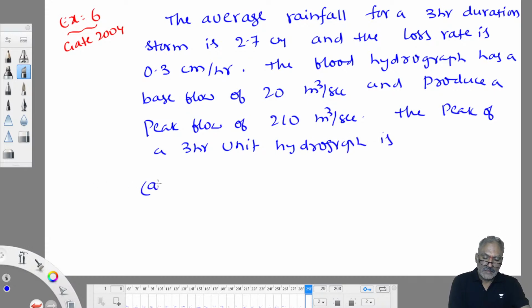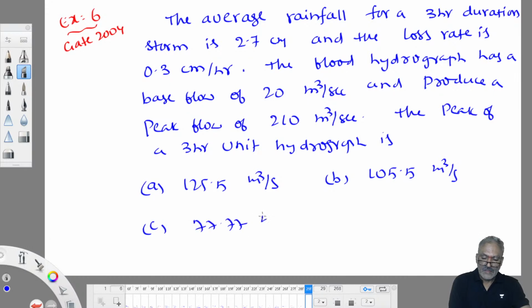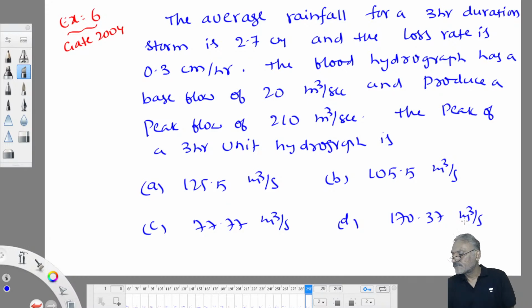Options given are A 125.5 meter cube per second, B 105.5 meter cube per second, C 77.77 meter cube per second, D 170.37 meter cube per second. Come on, work it out. Let me see how many of you find out.